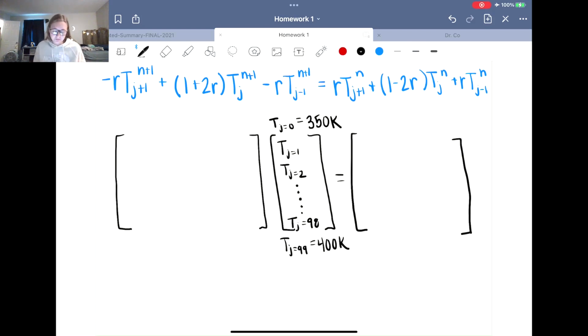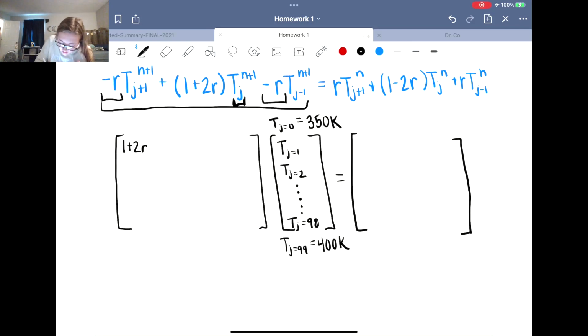So from here, we're going to put this in our matrices. We see that when the position is not changing, it's being affected by 1 plus 2R. And we see that negative R is affecting both of the previous and the next ones. And what we see is as this thing is oscillating down, we're going to get this really nice diagonal.